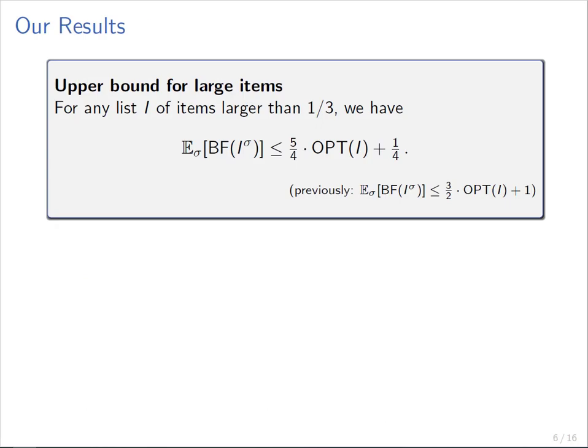Okay, let me come to our results. Our first result is an improved upper bound for large items. So we show that for any list of items which are larger than 1/3, the random order ratio of best fit is basically 5 divided by 4.